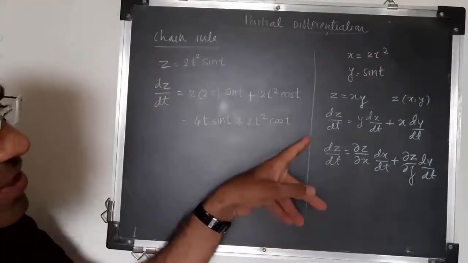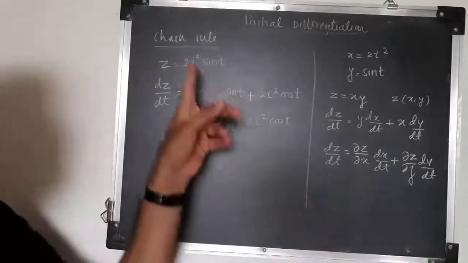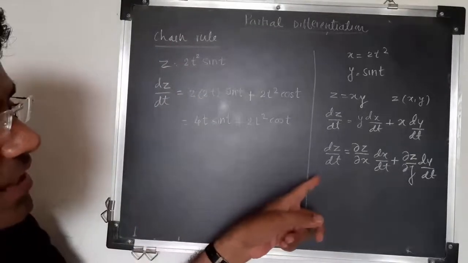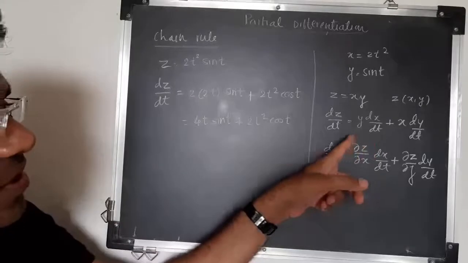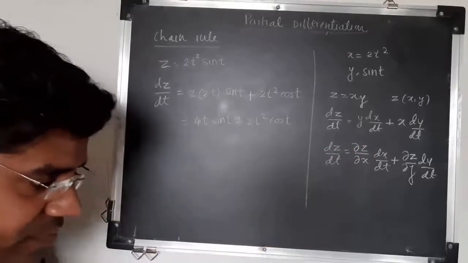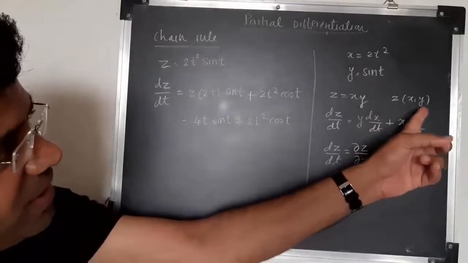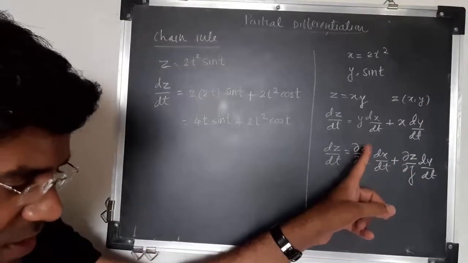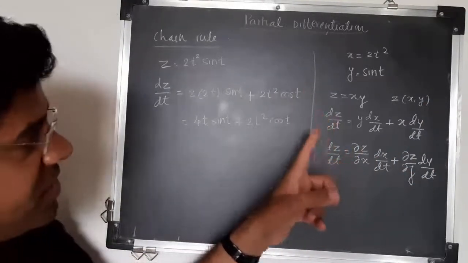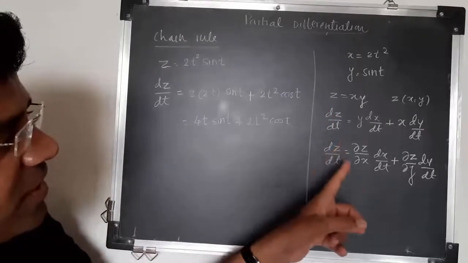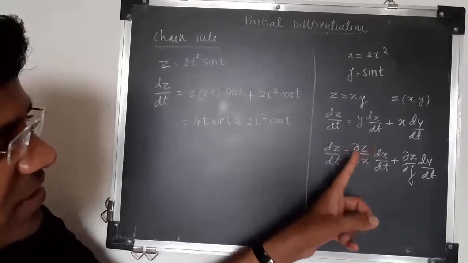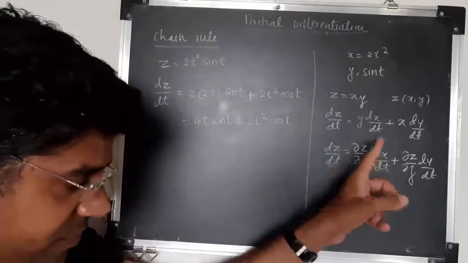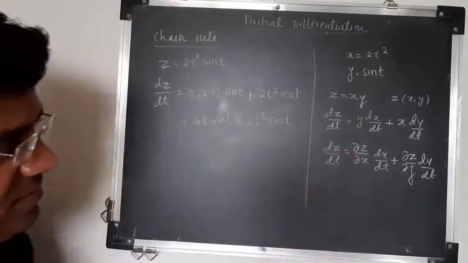So this is the general formula in case of the chain rule. Okay, and this is valid when z of x, y has continuous partial derivatives, and x and y are differentiable functions of t.